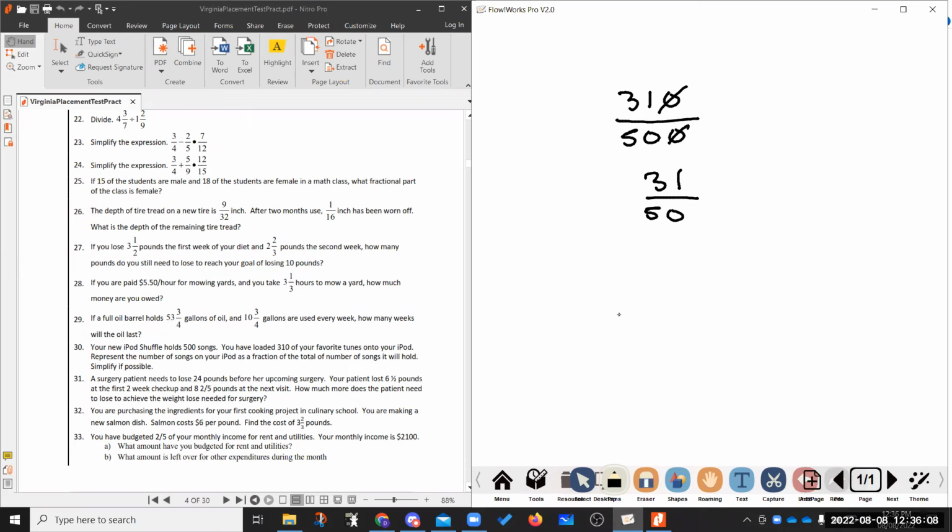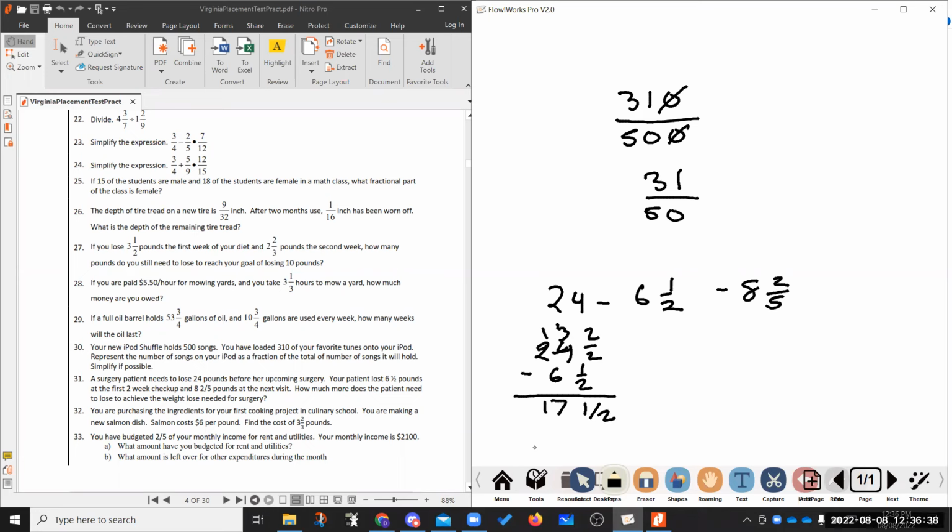Surgery patient needs to lose 24 pounds. They lose 6.5 pounds the first appointment, and 8 2/5 pounds the second appointment. How much more do they need to lose? Okay, let's do this again this way. If you knew the decimal equivalents for this, this would make this easier, but that's our next unit on decimals.